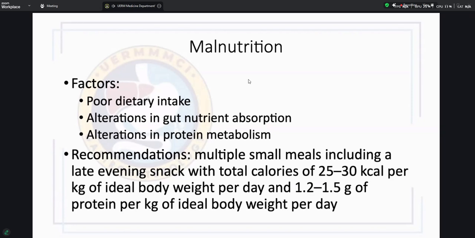There are multiple factors that contribute to the malnutrition of cirrhosis. So these include poor dietary intake, alterations in gut nutrient absorption, and alteration in protein metabolism. General recommendations include multiple small meals, including a late evening snack with total calories of 25 to 30 kilocalories per kilogram of ideal body weight. Some even recommend higher caloric intake at 30 to 35 kilocalories per kilogram per day.